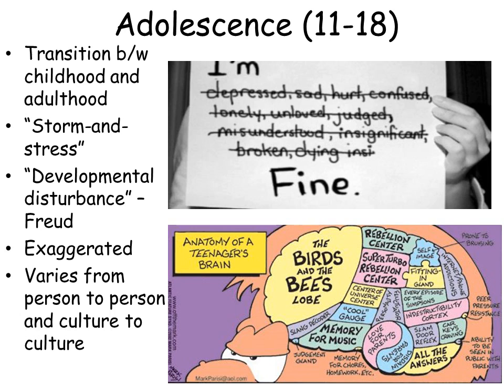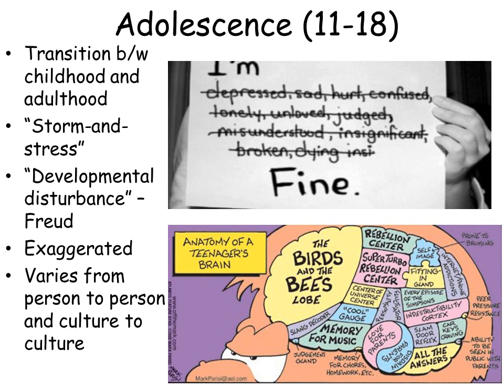So, adolescence. By definition, this is 11 to 18, although some psychologists have begun to stretch that because, as mentioned earlier, boys develop slower. So adolescence for young men often lasts until early 20s. So this is the transition between childhood and adulthood, storm and stress. Freud actually called it a developmental disturbance, which almost implies that there's no development, which is not correct. Exaggerated, and as I said, varies from person to person and culture to culture.